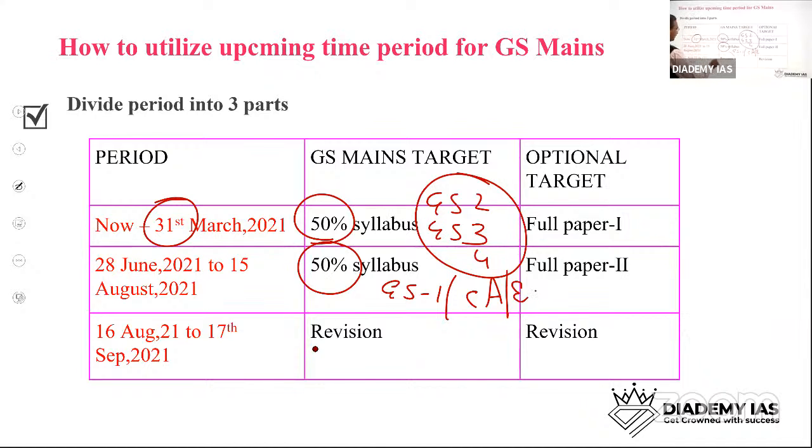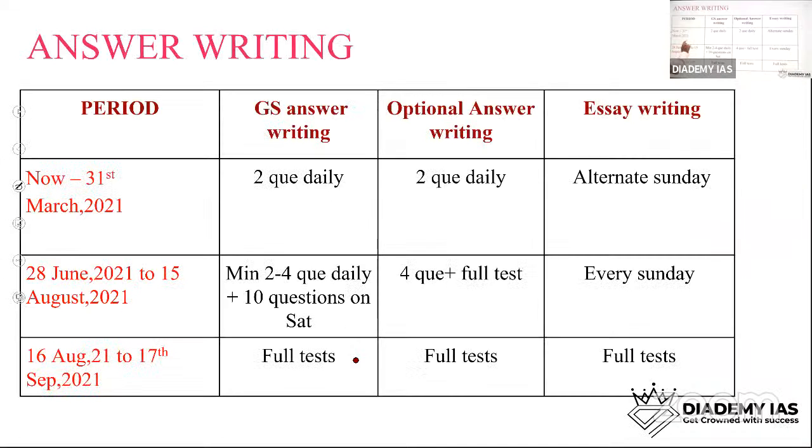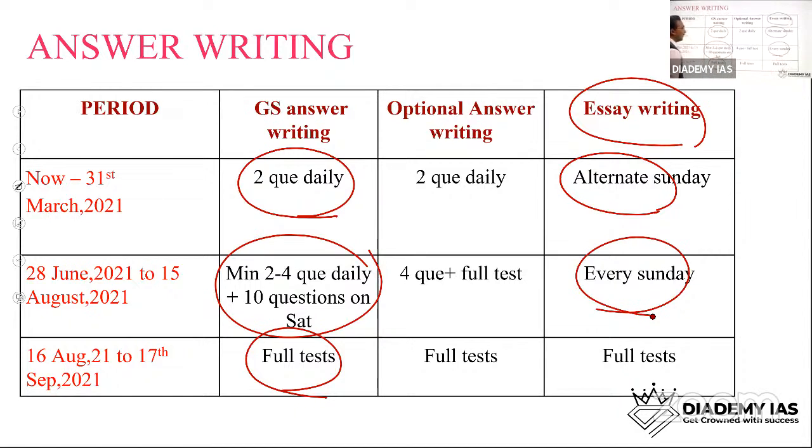And revision you should do in the last 1 month. Optional, similarly, you should follow the target. Answer writing between now and 31st of March: 2 questions daily. After that, 4 questions daily plus a 10-question test on the weekend. Optional also the same. And essay writing, right now you can write on alternate Sundays, and after the prelims you can write every Sunday.